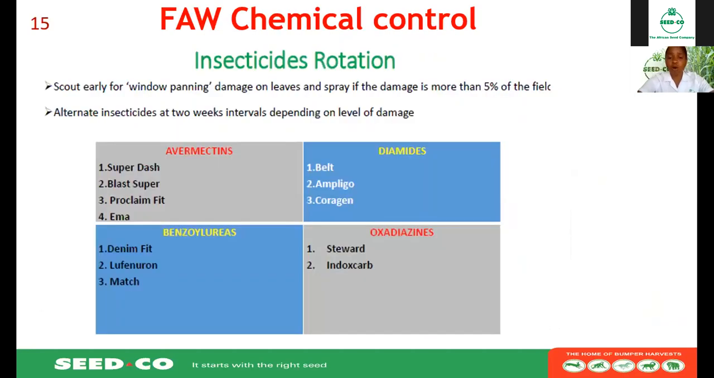In terms of control, a number of chemicals are available. The important thing is to alternate chemicals so that you don't end up introducing resistance. You also need to alternate the chemicals with different active ingredients so that they remain effective. Agrochemical specialists will assist further on this.